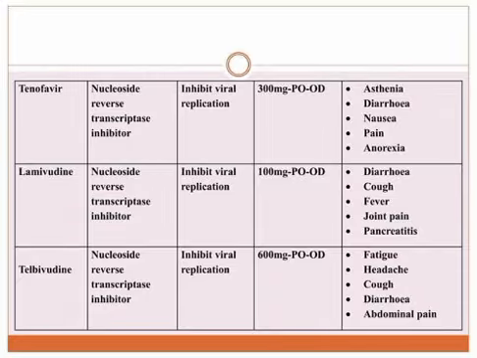Next will be tenofovir, which is also an antiviral drug, a nucleoside reverse transcriptase inhibitor. So it inhibits viral replication. Usually, we take around 300 mg once daily. It also has some side effects, that is asthenia, diarrhea, nausea, pain, and anorexia.